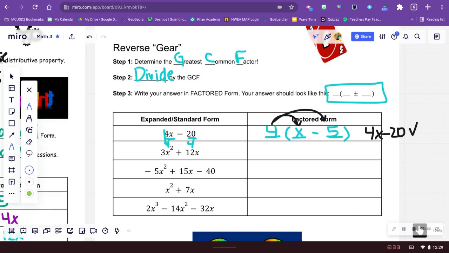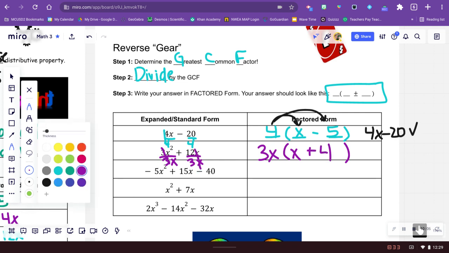Second example, both terms have an x, so I know I can take an x out, and then 3 and 12 I can divide both by 3. So 3x comes out front, and what's left over goes in parentheses. 3's cancel. I will only have 1x left. And then next term, 12 divided by 3 is 4, and the x's will cancel.